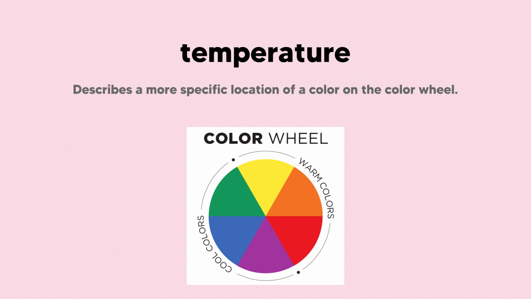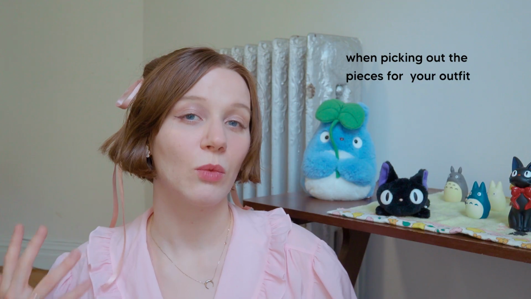Next, let's analyze temperature. Just like how the color wheel is divided into light and dark colors, it is also divided into warm and cool colors. The temperature of colors can affect the vibe or mood you're giving off, which brings us to our next topic. Colors and mood. When picking out the pieces for your outfit, consider what kind of vibe, energy, or mood you want the outfit to reflect. Perhaps you want to give off energetic vibes, or maybe you want your vibes to be calm and lovely and cute. Or maybe you're feeling under the weather and just want to keep it super low-key.